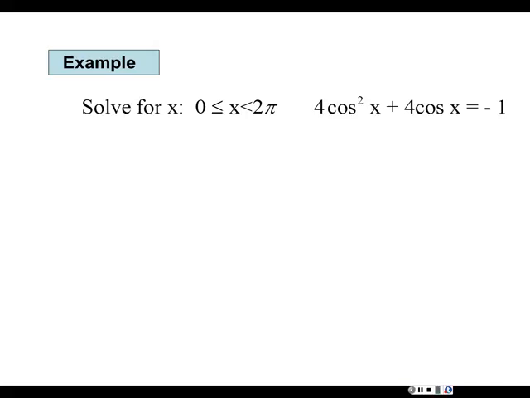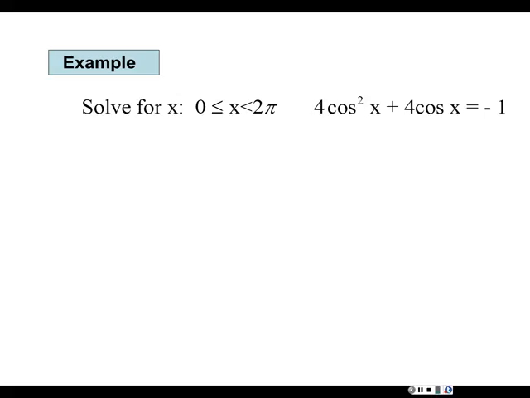So your equation will be 4 cos square x plus 4 cos x plus 1 equals 0, right? Because you add 1 to both sides to make it 0. Now it's matching the original general equation of a quadratic function, and a equals 4 here, b equals 4 here, c equals 1 here. From that you will know what the cosine x is going to be.